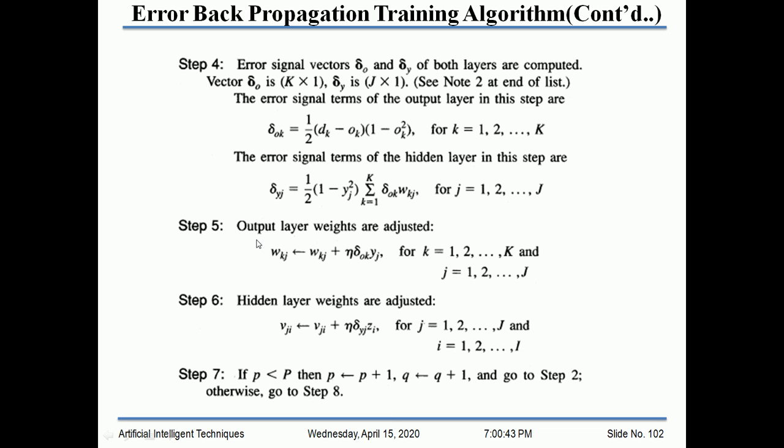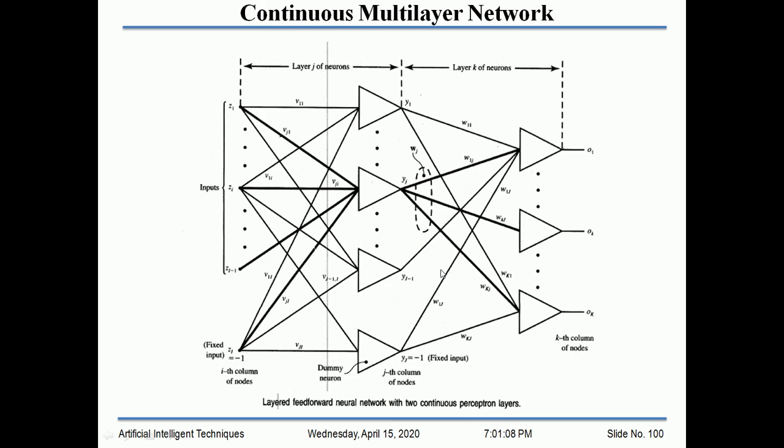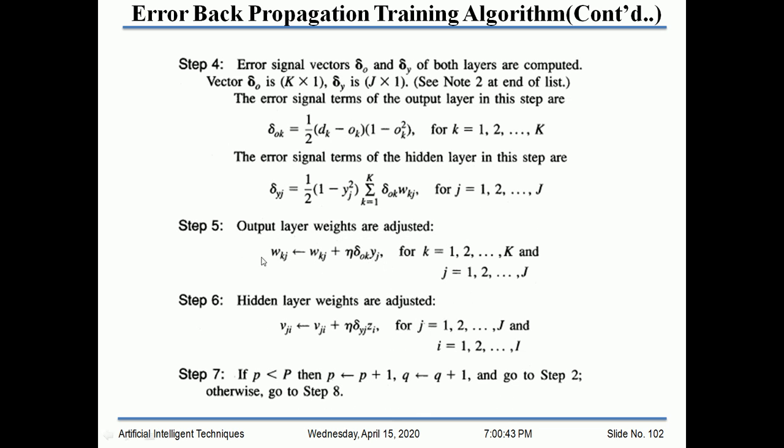Step number 5 is that the output layer weights are adjusted. How do you adjust the weights here? The output layer weights are W. How do I update these weights? The new weights are nothing but the old weights plus the change in weight, delta W. So Wkj new is equal to Wkj old plus the change in weight, delta W. What is delta W? You know that it is the product of the learning rate, the learning signal and the input.